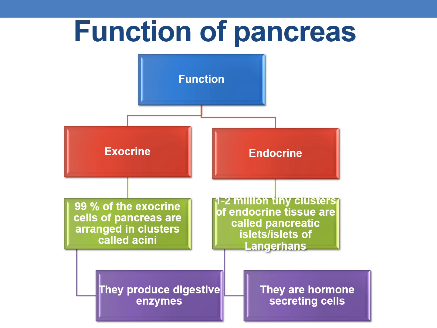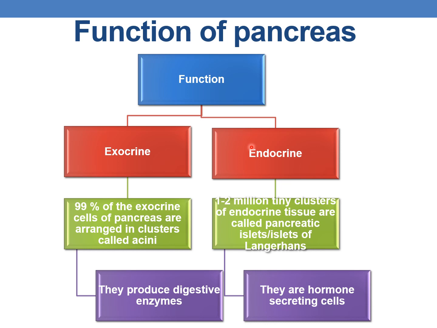Now coming to the functions of the pancreas, as we have discussed earlier, the pancreas has an exocrine and an endocrine function. Coming to the exocrine function, 99% of the exocrine cells of the pancreas are arranged in clusters called acini, and they produce digestive enzymes. The exocrine function of the pancreas is to produce digestive enzymes.